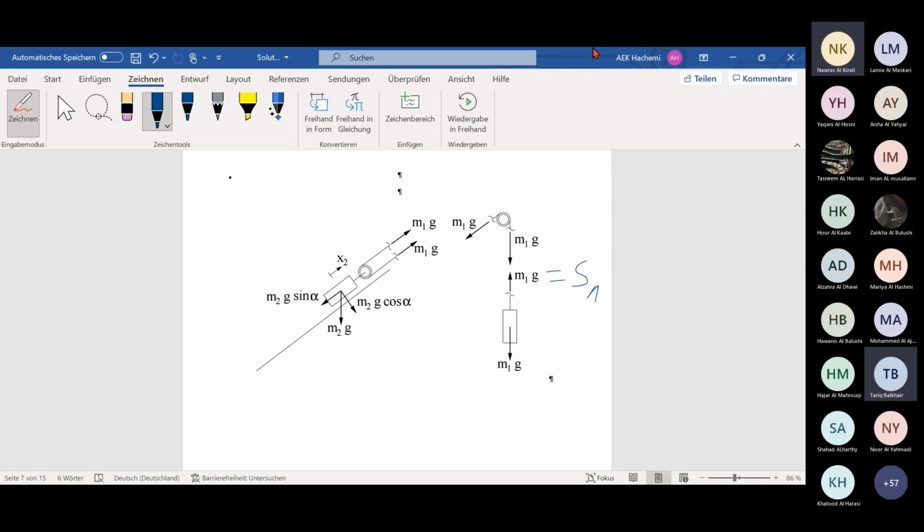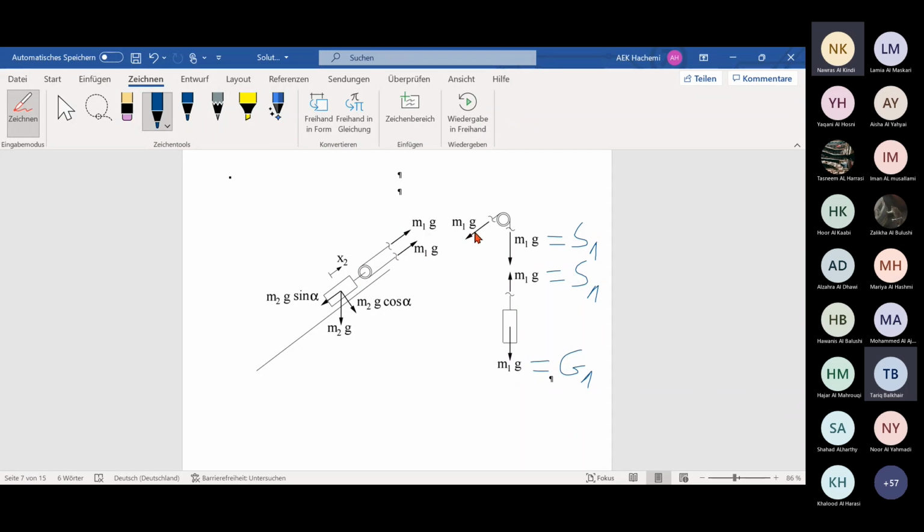This is also in equilibrium with the pulley, where when you cut, you also have the same forces, M1 multiplied by G and S1. This is only G1, the weight. And here you have also the same. It must be in equilibrium, as the force on the cable is transmitted everywhere on this cable.